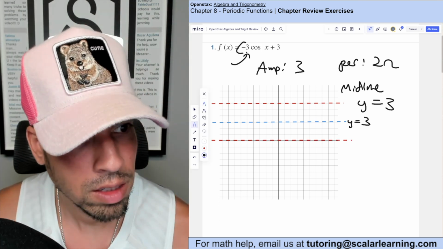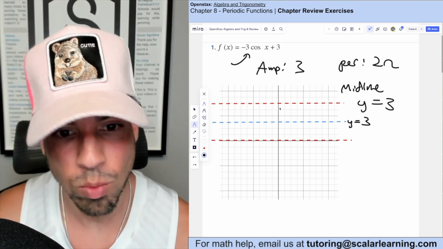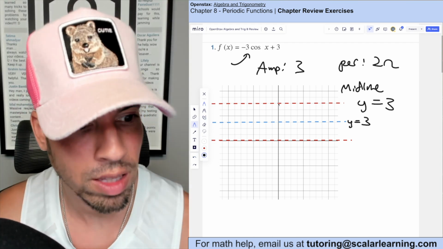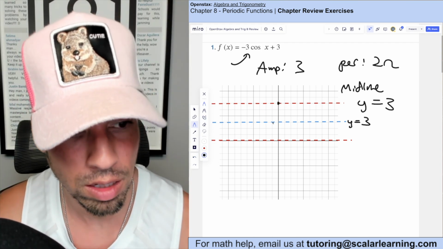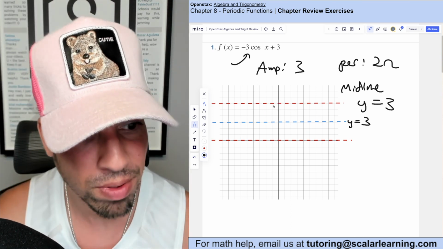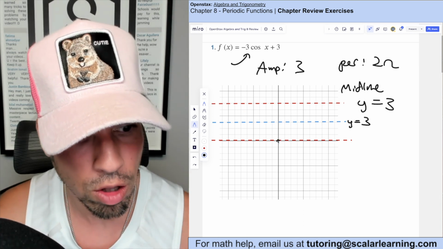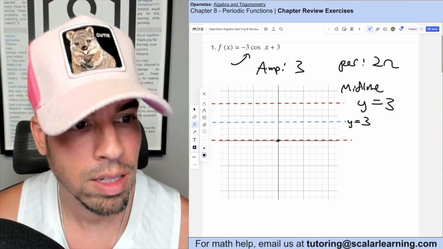And the last thing is this little negative sign. So what does that do? That flips it. And so I'm going to show you how that works. Typically with cosine, we're starting at the high point, right on the y-axis, but that negative means we're flipping it. So now we're flipping it about this midline, and so now we're starting at the low point, okay? And now we can plot this out.